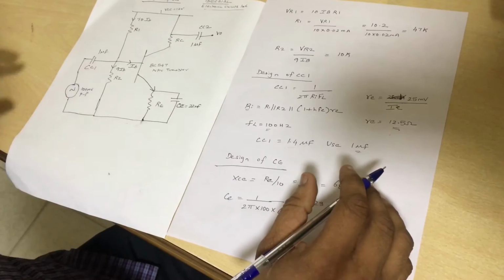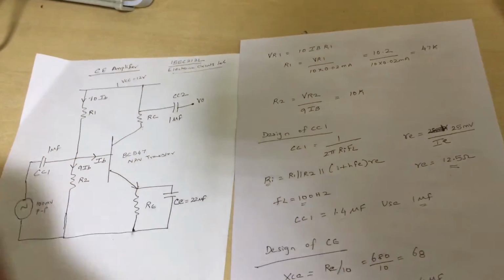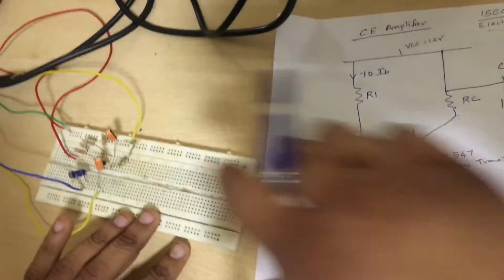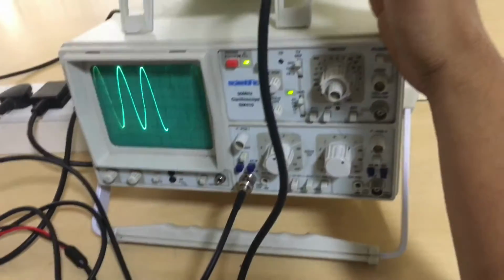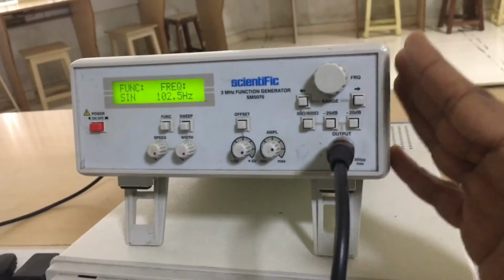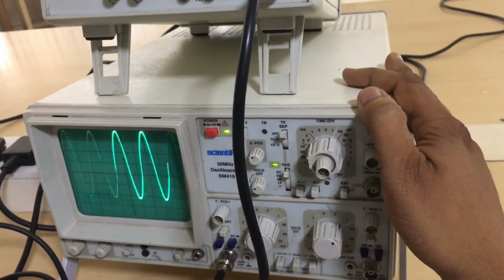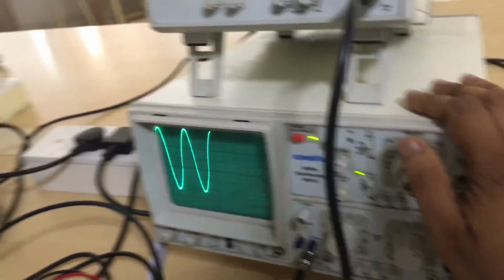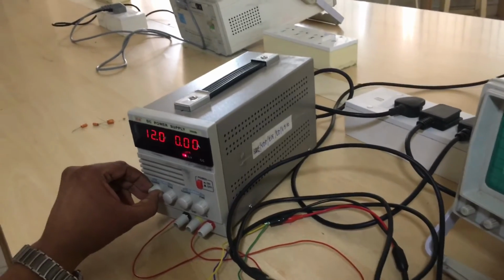Now we'll proceed with the connections. With the help of my students, we have already made the connections as per the diagram. Through my function generator I'll be setting my 100 millivolt input, and through my CRO I'm going to measure my output voltage. I'm going to provide the RPS supply, and I'll be setting this to 12 volts.